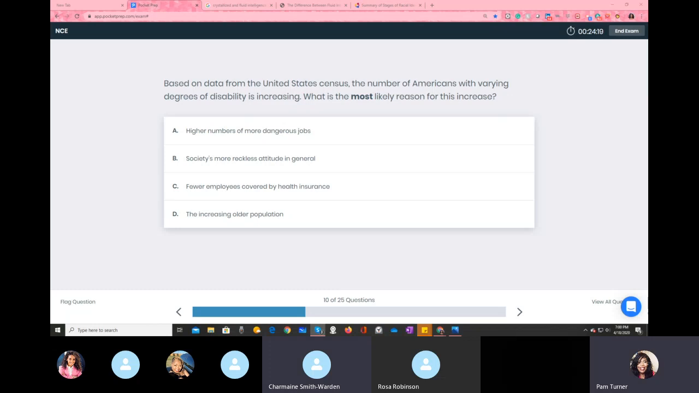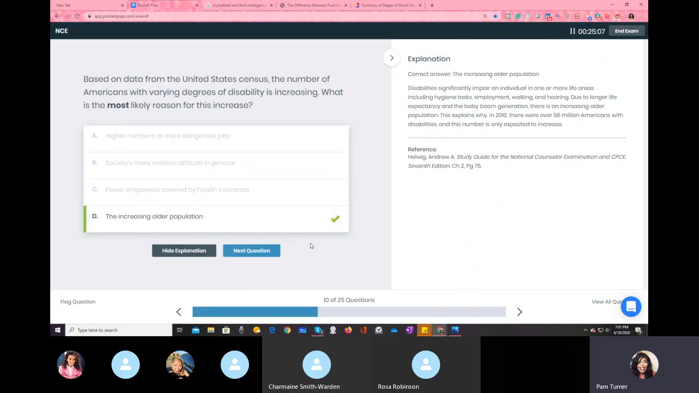Be brave. Do you think we have a higher number of dangerous jobs? Which one of those things do you know about society in general? B, society has a more reckless attitude? I don't know. I think our adolescents have always been pretty reckless. I know when I was 18, 19, 20, I did some pretty dumb things. I'm hoping as I've gotten older, I've learned a thing or two. Bingo. Our society in general is just getting older.